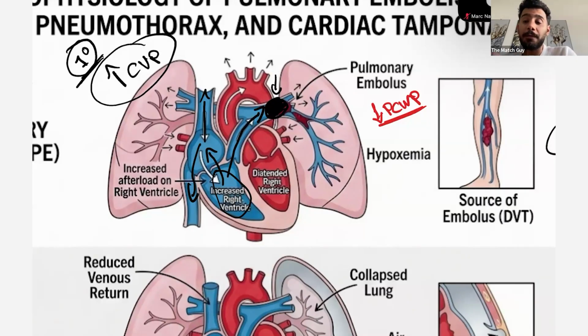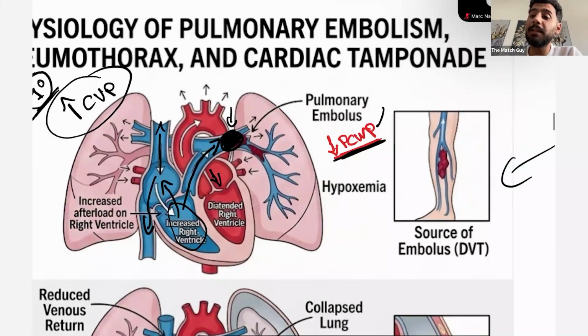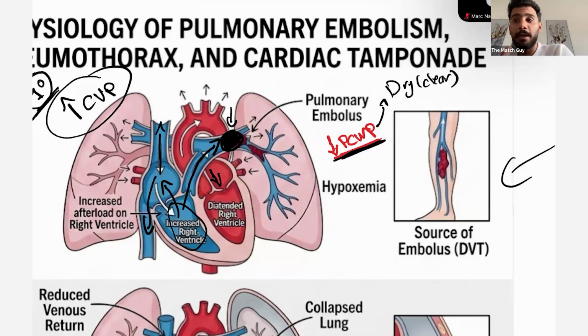But in the setting of an obstructive shock, since we cannot really be sending the blood through the lungs, you're going to have very little blood actually coming back to the left atrium, and that's also why you're going to have a decrease in the pulmonary capillary wedge pressure, which is going to be reflected clinically as dry lungs, or clear lungs. So the lungs are going to be clear, while in the cardiogenic shock, the lungs are going to be wet, or full of fluid. So dry or clear lungs. Okay, so let's follow the pathophysiology.